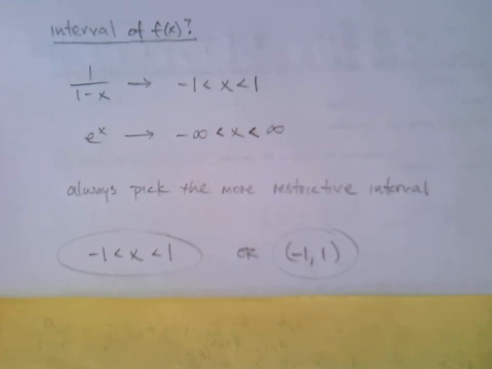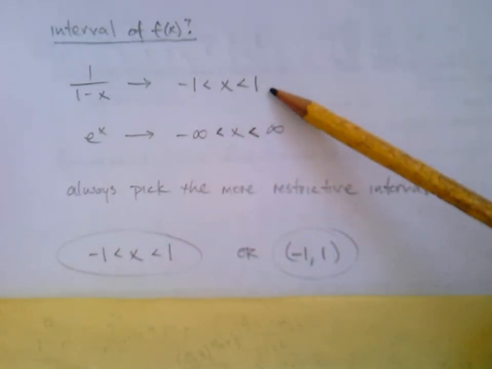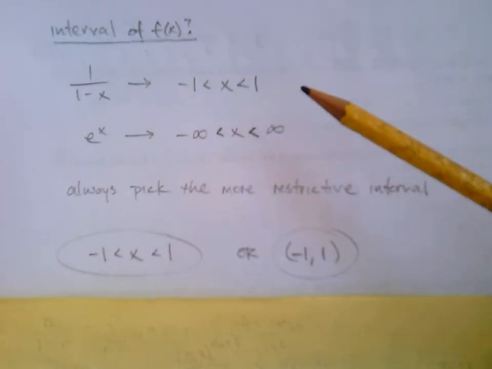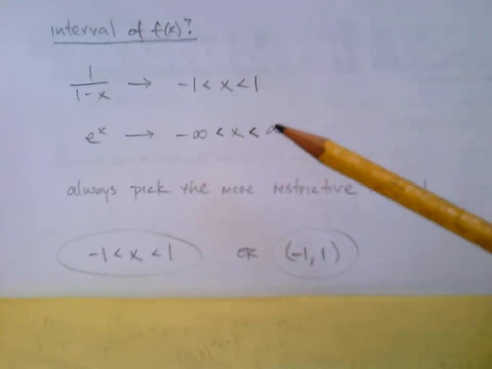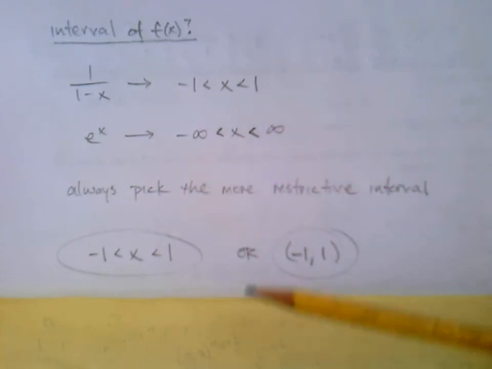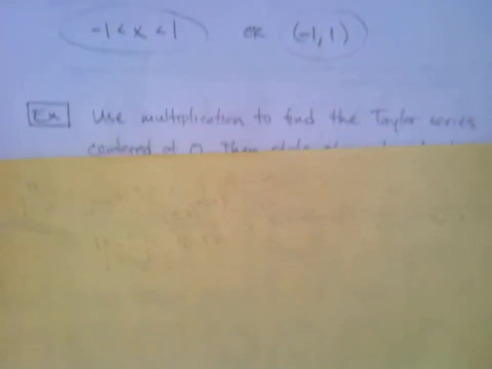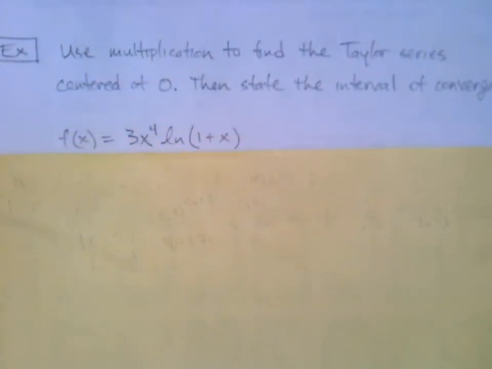Okay, so pick the more restrictive. What's nice is our basics, most of them are this. So if they agree, if they're the same interval, then you just pick that. But in the case where you've got two different ones, then you always pick the smaller. Okay, that's adding. Let's multiply.